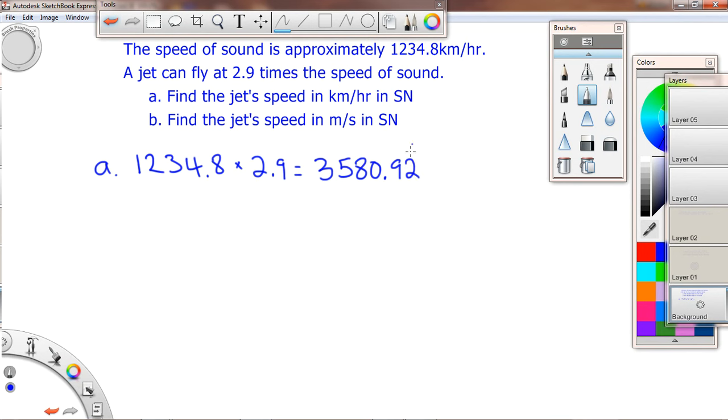Now, this needs to be in scientific notation, so I'm going to move the decimal point 1, 2, 3 places to the left, and that means that in scientific notation, this is going to be 3.58092 times 10 to the third. Now, remember, when you're doing scientific notation, you need to move the decimal point so it's behind the first non-zero number. Moved it 3 times, right?